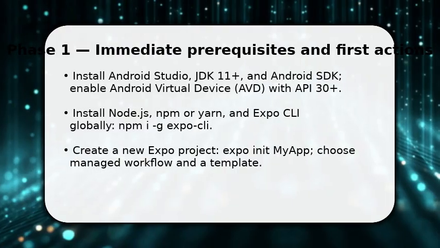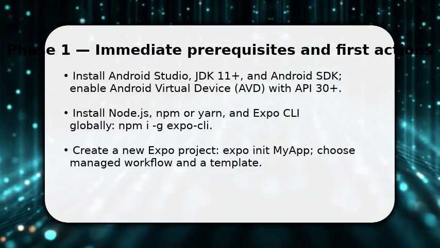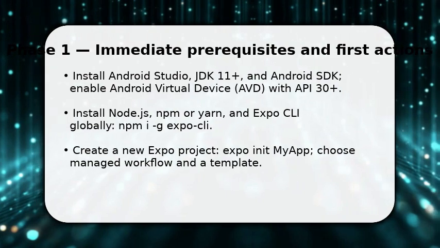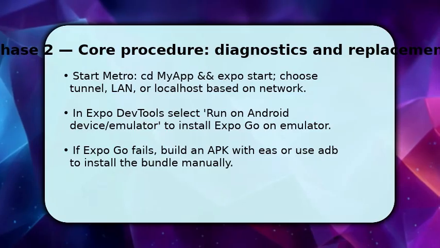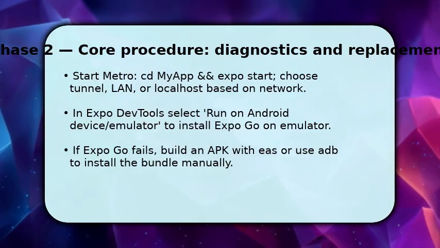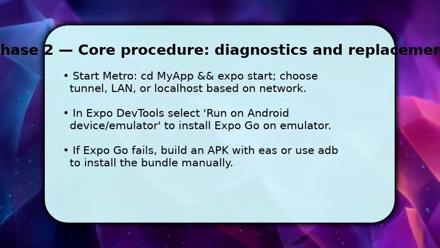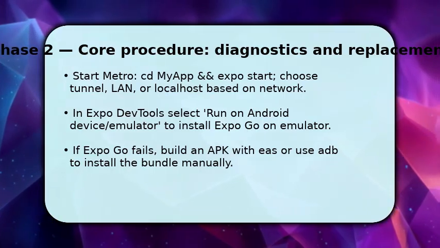Now open Android Studio, start the AVD, and keep the terminal ready. You will run the Expo server next, which connects to that emulator. Next, run the Expo development server: cd my-app, expo start, and pick a connection type that fits your network.